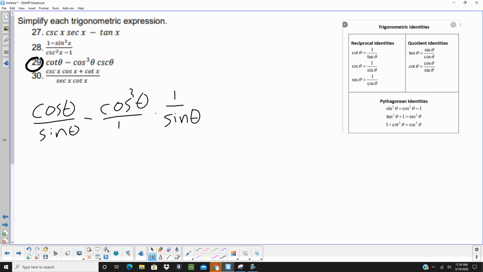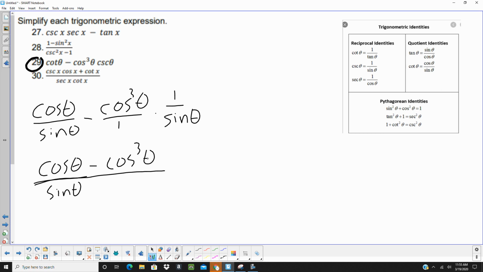Well, that's nice. Things work out nicely that I've got the same common denominator, because when I multiply that, I'm going to end up with cosine theta over sine theta, and that becomes cosine cubed over sine theta. So I'm just going to go ahead. Let's make that line look a little better. Minus cosine cubed theta, and that's still over sine.